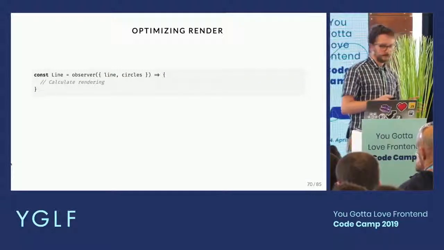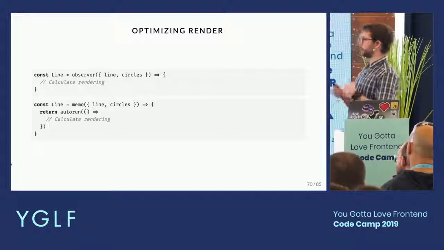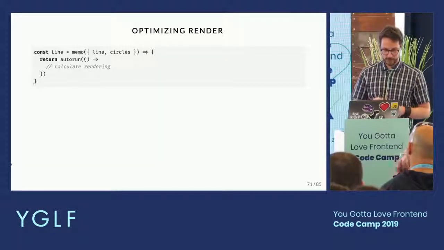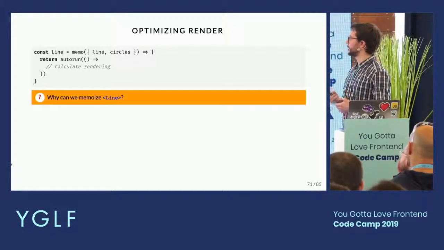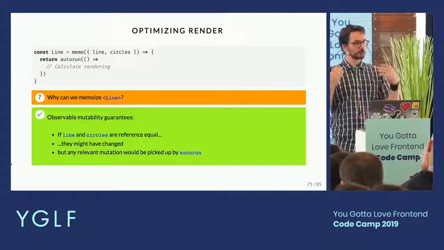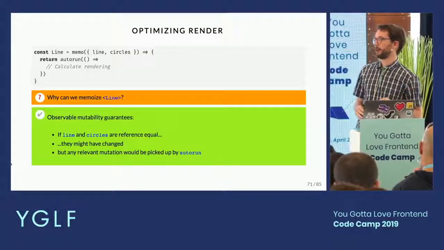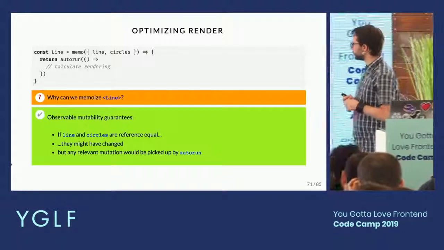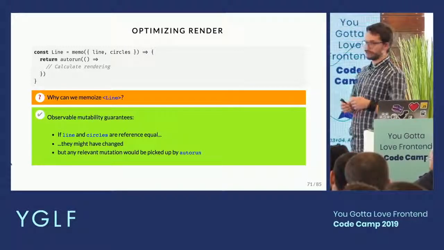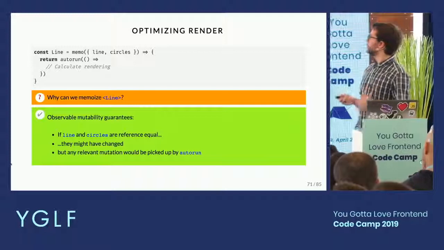What Observer does is it also applies memo. That sounds weird because it's mutable. But it also applies autorun. That's the function that takes automatic care of side effects. And so the reasoning why this works is, why can we memoize line? Well, because the observability guarantees something. It guarantees that as long as this component is receiving the very same line, the very same set of circles, well, they might have changed because they're mutable. We don't know. But if they did change, we know for sure that that autorun function would have picked that up. So we can, again, memo the component itself.